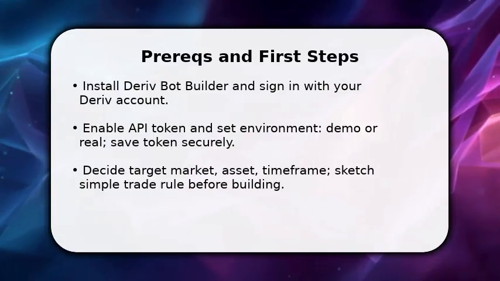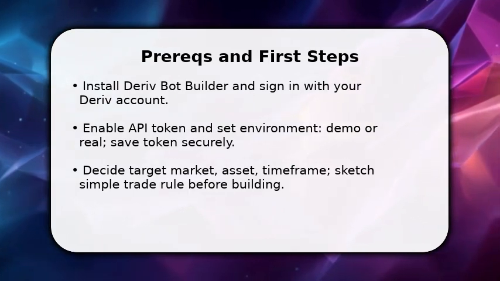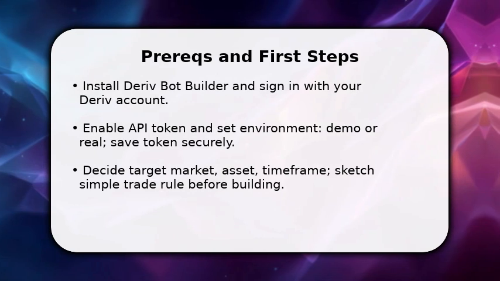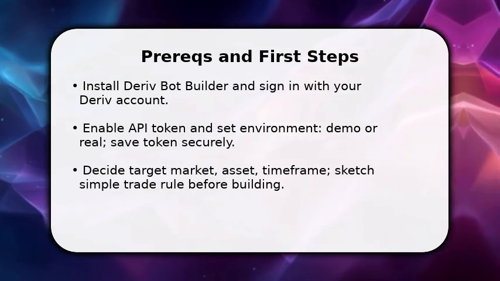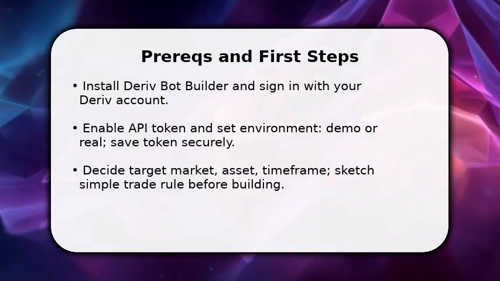You start by confirming prerequisites. Deriv Bot Builder installed, your Deriv account ready, and an API token generated. Open the builder and pick demo mode to test safely. Once done, switch to real only after validation.